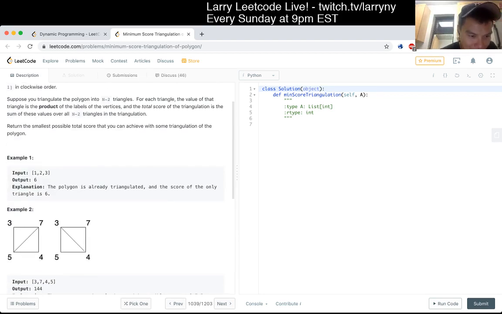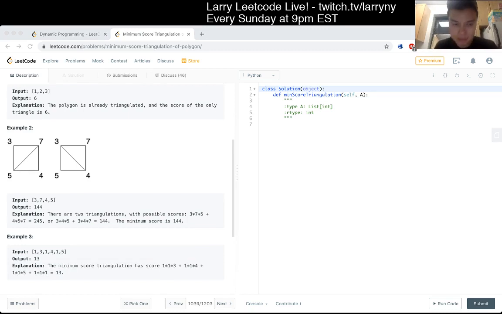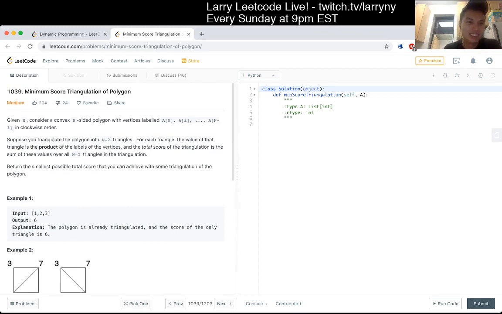What is this example? 3, 7, 4, 5, okay. Cool. What is this one? 1, 3, 1. Okay. Wish I had a whiteboard.